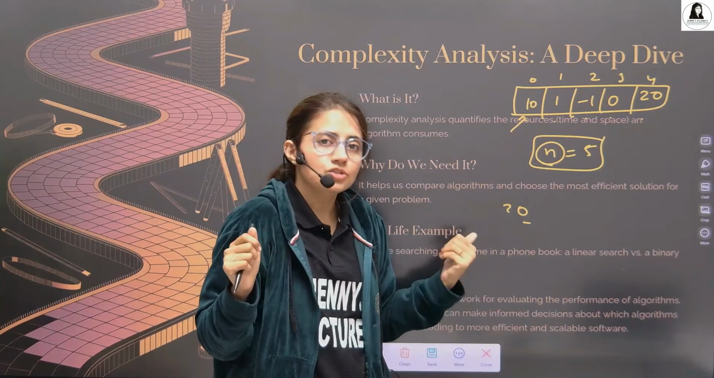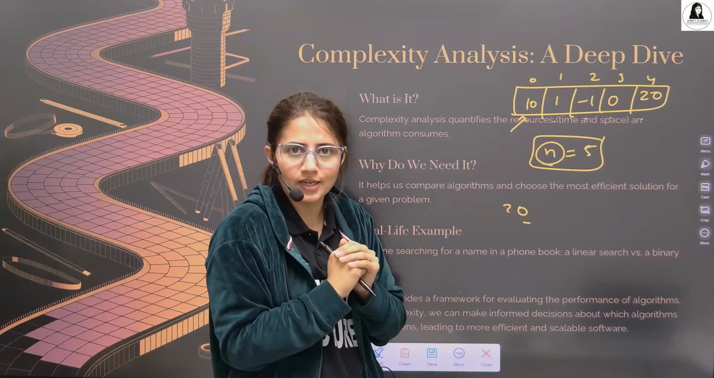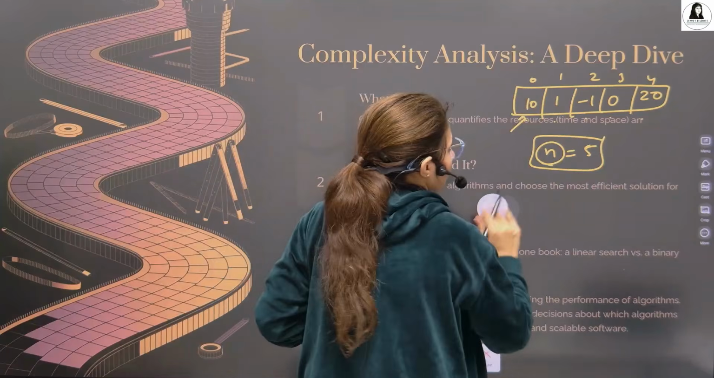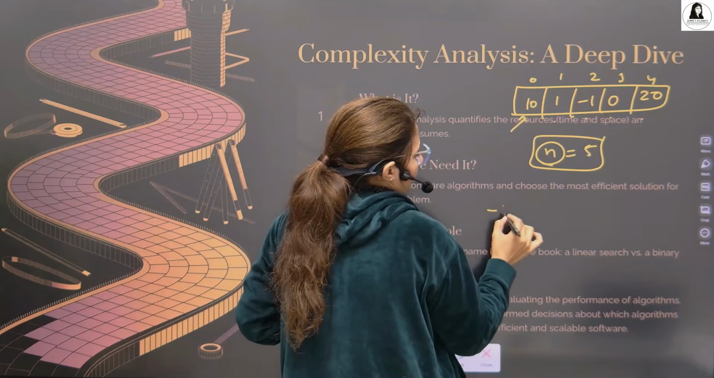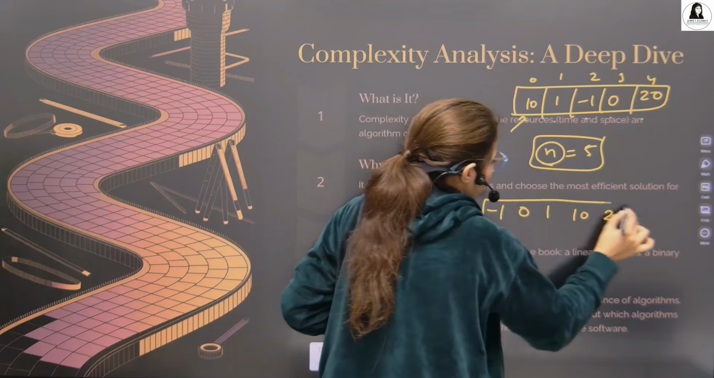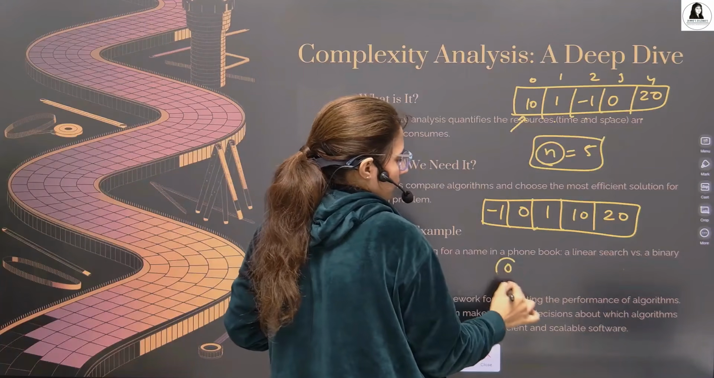Now what is binary search? Binary search works on a sorted array. So first sort this array. After sorting, we have -1, 0, 1, 10, 20. And now we are searching for, suppose, 30. Or at first we were searching for 0.